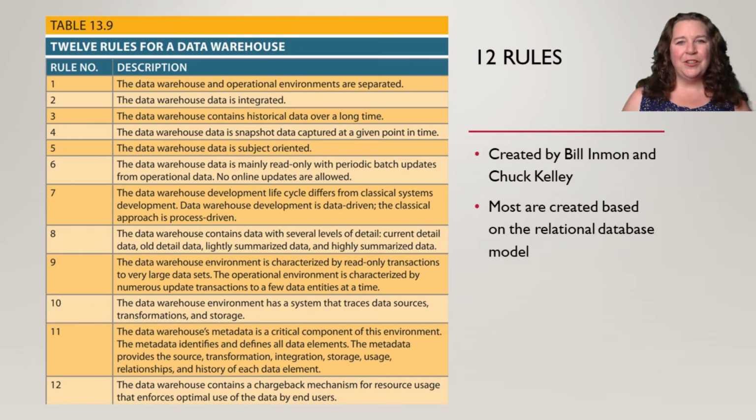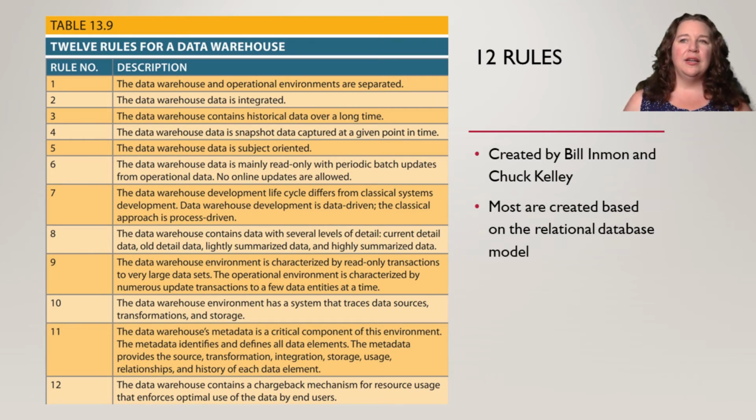If you've looked at this book long enough, you know that we really like our 12 rules. Everything has a 12 rule. And of course, there's a 12 rule for data warehousing. The 12 rules are in your book, table 13.9. You can go find them. Bill and Chuck Kelly came up with these as their rules for how data warehousing is done. Most of them are based on the relational model rules as well.